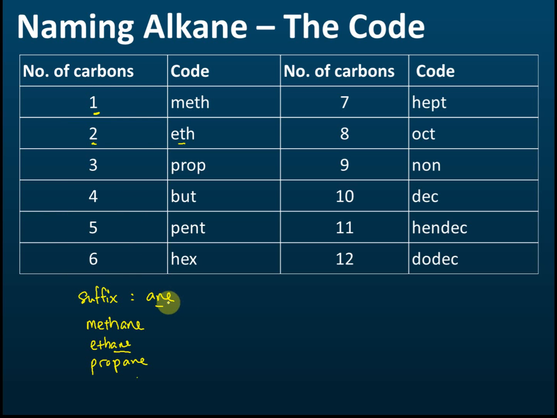Now in SPM, you need to memorize these codes. If you can't memorize all of them, then at least memorize the first 6. If you can, try to memorize 2 more, 7 and 8, hept and oct. For 9, 10, 11, 12, they really seldom come out in SPM. Normally they won't ask you. They will usually ask only up to molecules with 6 carbons. So make sure that you memorize these codes. We are going to use these codes for certain molecules of alkanes.